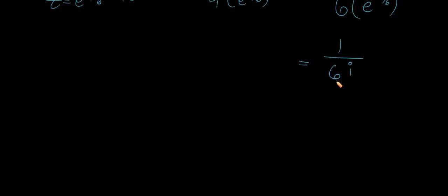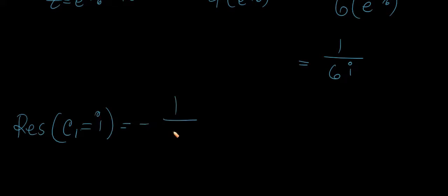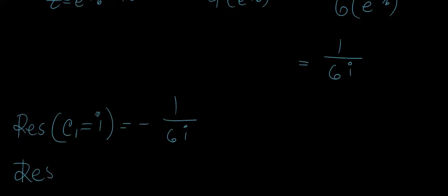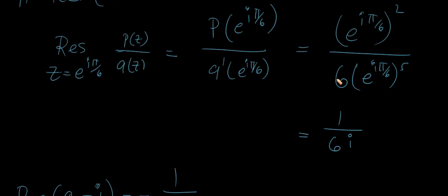Similarly, you can do this for the other points. The residue for C1, which is equal to i, if you calculate it, will just be minus 1 upon 6i. I'm not showing the details. It's similar to the residue we calculated above. And then you have to calculate the residue for C2, that is equal to e to the power 5iπ/6. If you do it, this will again be 1 upon 6i. All these calculations you can do for yourself following the method of this calculation.